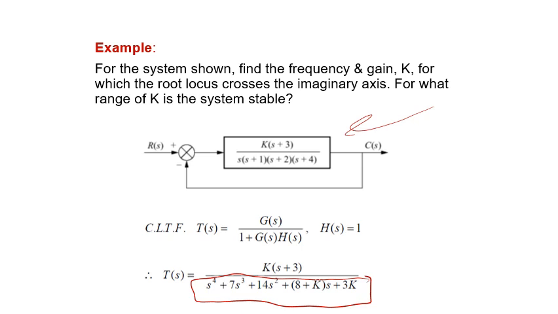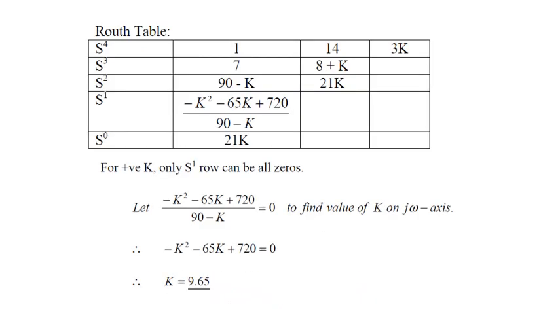With the characteristic equation, we will build the Routh-Hurwitz table. Here is the Routh-Hurwitz table. We will find that when the table is ready, we have this part here. This part is important for us. Why is this part important?